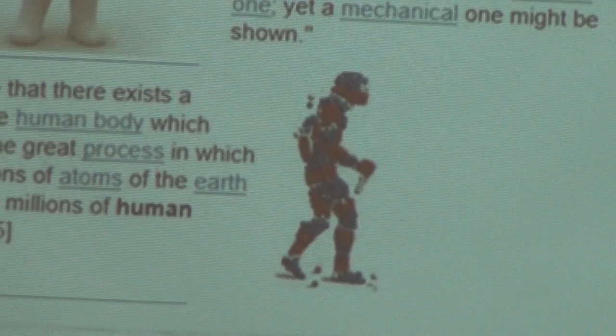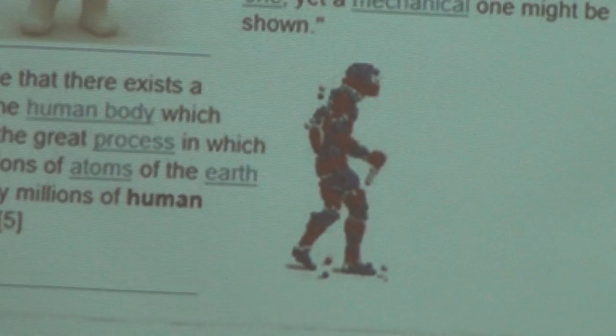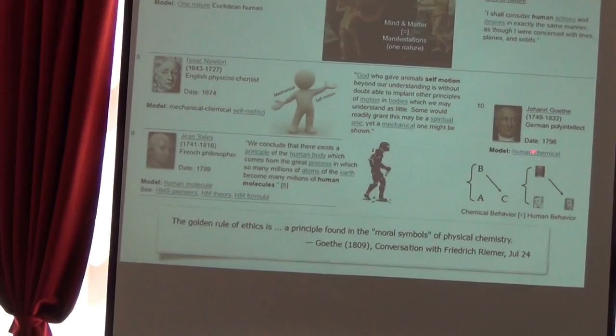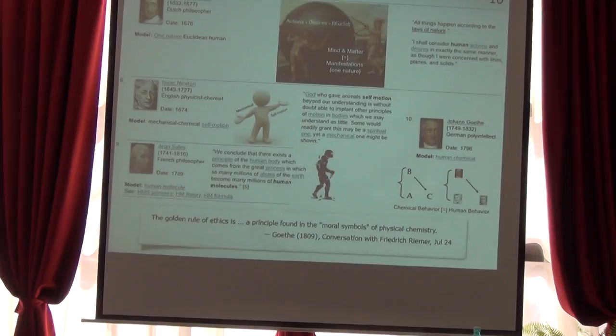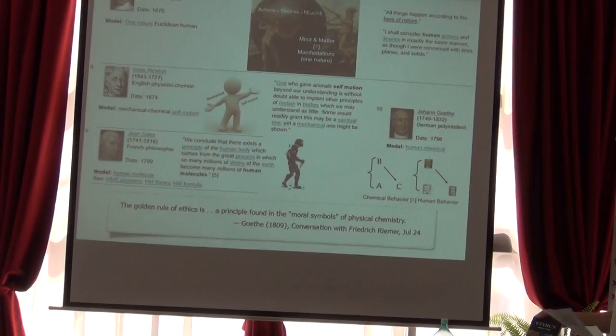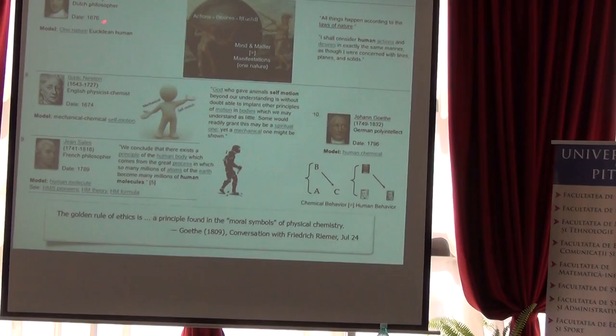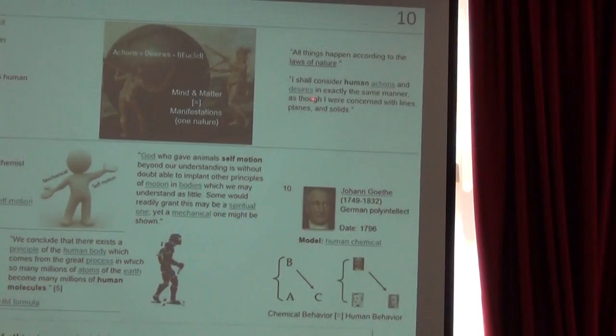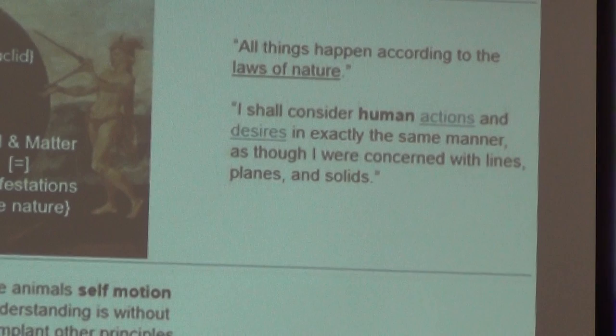And Spinoza. Spinoza was where Goethe first got his models from, before he started formulating, turned to these moral symbols. Spinoza wrote a book called The Ethics, and Goethe read this before he was 24 and it greatly influenced him. Because what Spinoza wanted to do, he says in 1676, I shall consider human actions and desires in exactly the same manner as though I were concerned with lines, planes, and solids. So he wanted to construct ethics based on Euclidean geometry.